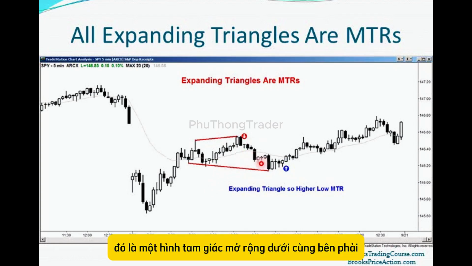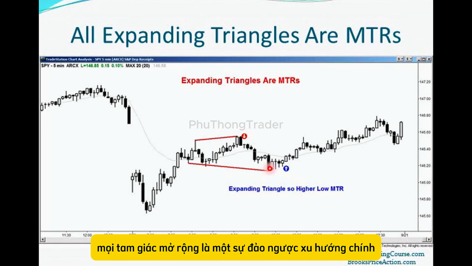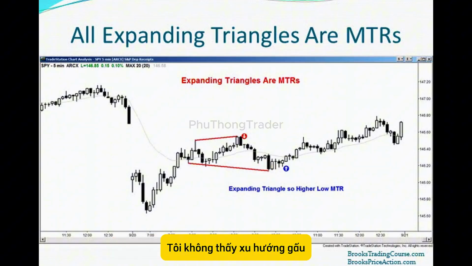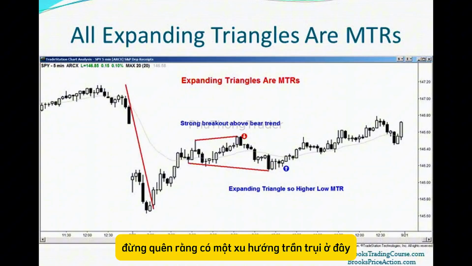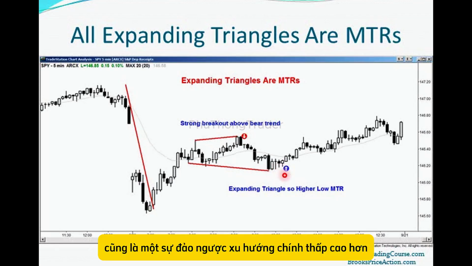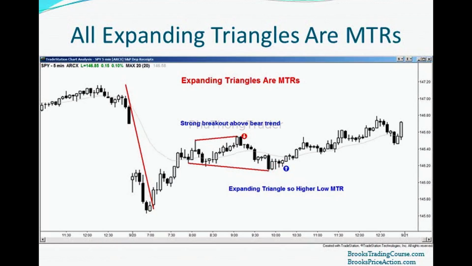It's an expanding triangle bottom, right? So it is a major trend reversal. Remember, every expanding triangle is a major trend reversal. But you look at it and say, well, where's the trend? I don't see a bear trend. Don't forget that there was a bear trend here, and this entire rally was a breakout above the bear trend. And this expanding triangle bull flag, or expanding triangle pullback, whatever you want to call it, is also a higher low major trend reversal.